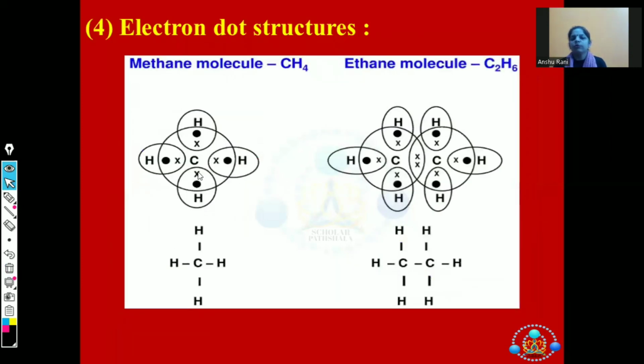This is formation of methane. Carbon is having 4 electrons in outermost shell. Hydrogen is having 1 electron in outermost shell. So it is sharing 1 electron with carbon. Hydrogen in this case is completing its duplet and carbon is completing its octet. So this would be CH4, methane. In another case, we are having two carbon atoms. They are sharing 1 electron pair between them and they are sharing 1 electron with 3 hydrogen atoms. That would be the structure of C2H6.